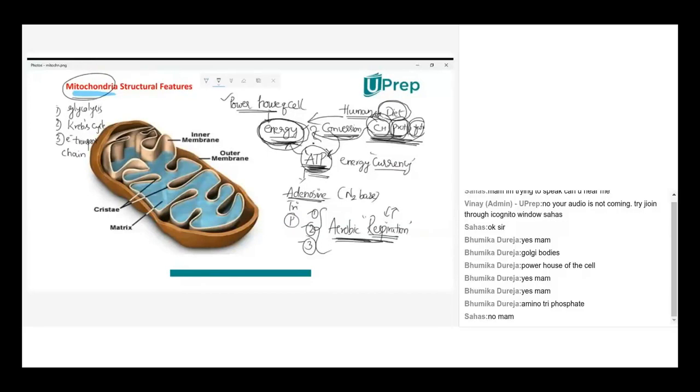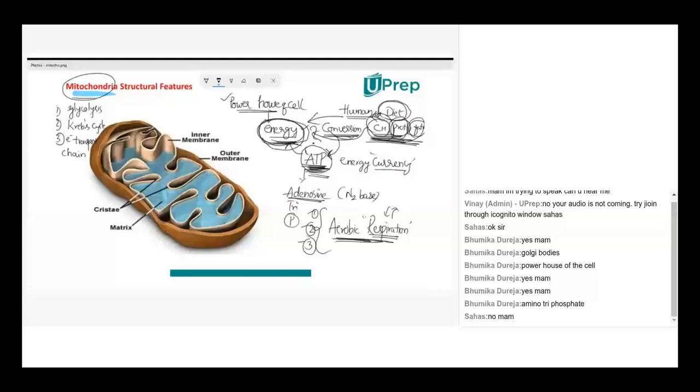This is a very basic concept. This concept carries much importance in further classes when you go ahead in higher classes. For example, for +1, +2 level, this whole terminology and process carries much importance because this is the basic of cell biology. So here what we learned: mitochondria is a cell organelle with 2 membranes, outer membrane and inner membrane, almost similar to plasma membrane structure.